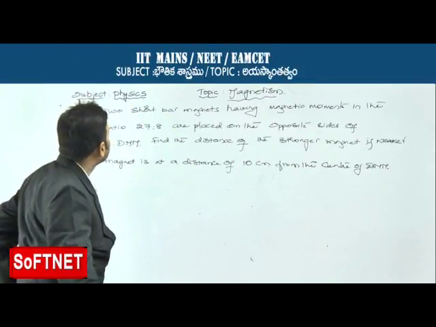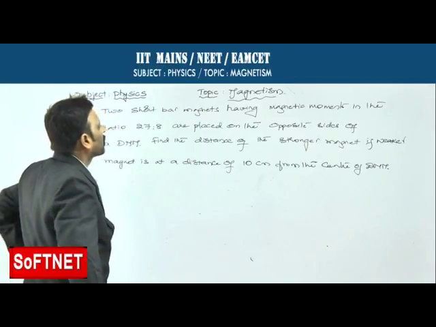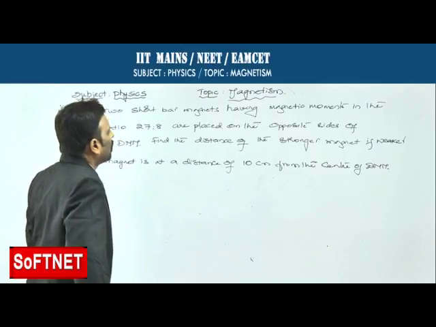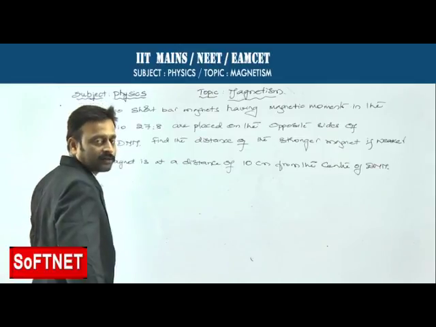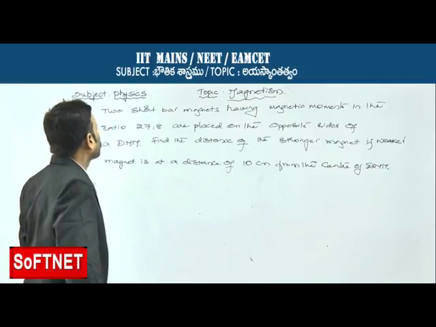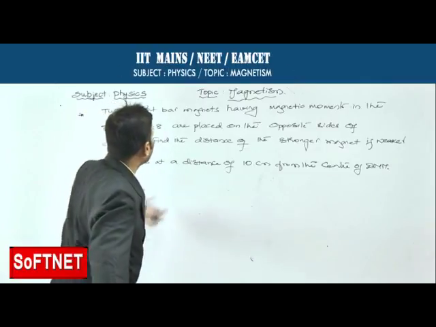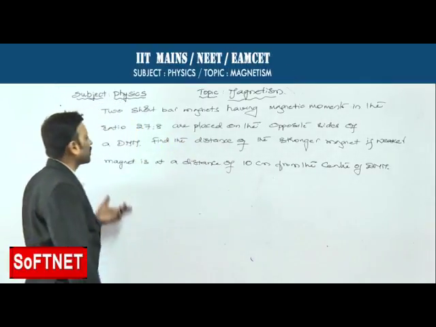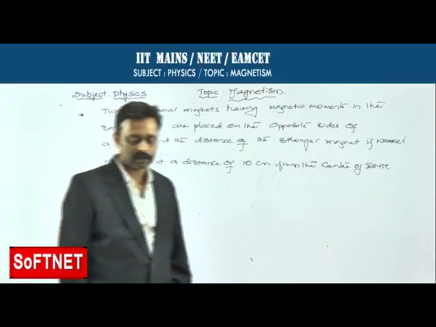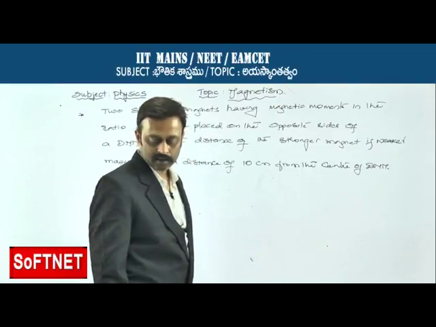Next problem. Two short bar magnets having magnetic moments in the ratio 27:8 are placed on the opposite sides of a DMM, that is a deflection magnetometer, which is basically a device used to compare the magnetic moments of the given two bar magnets. Find the distance of the stronger magnet if the weaker magnet is at a distance of 10 centimeters from the center of the DMM. By using this DMM, the magnetic moments of the given two bar magnets can be compared.